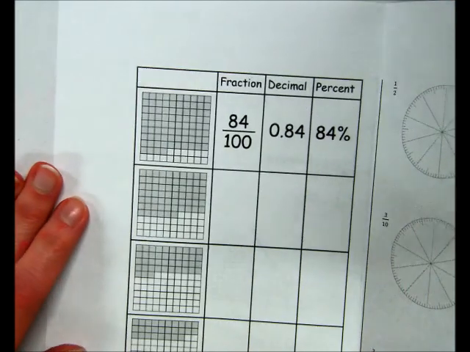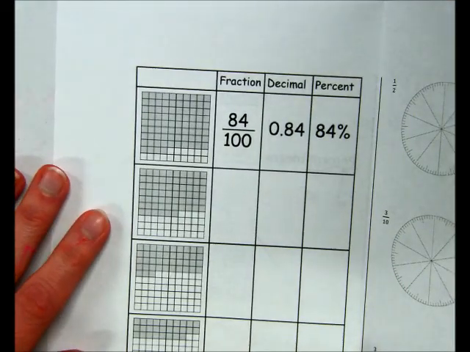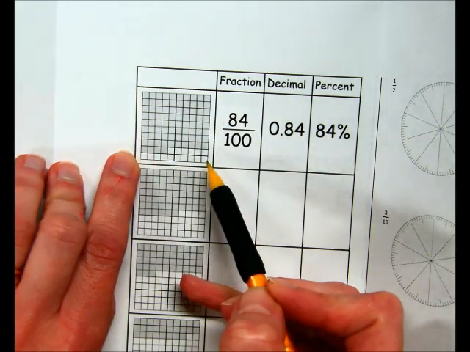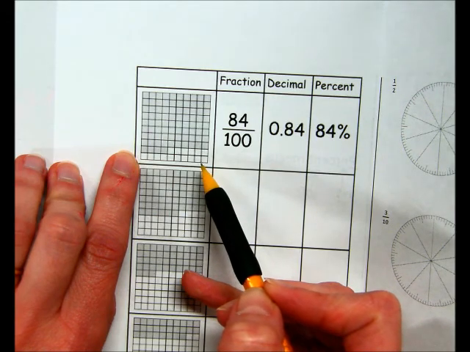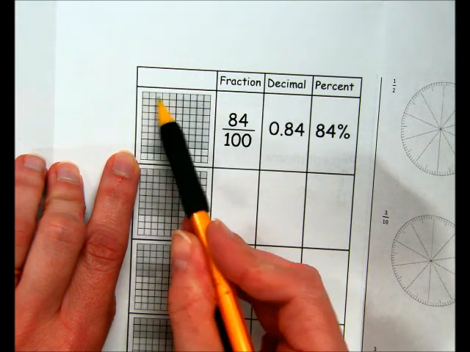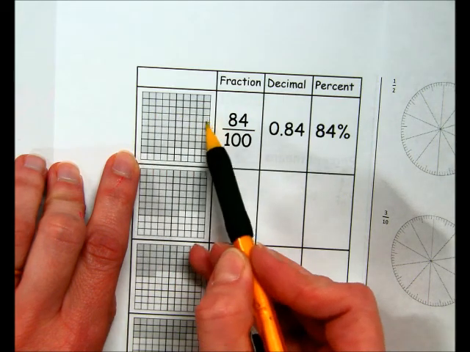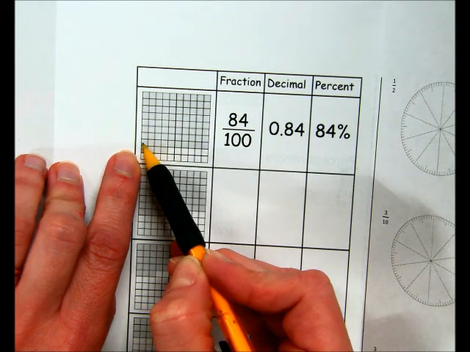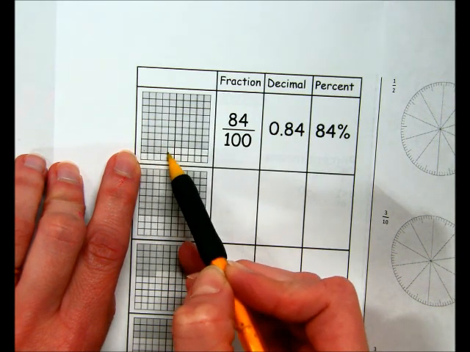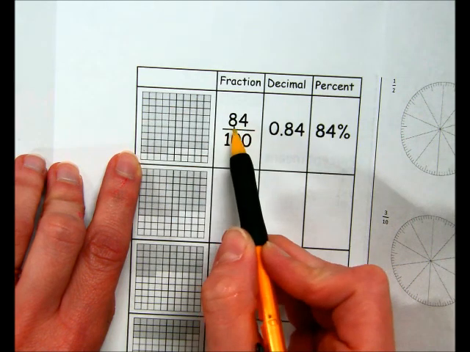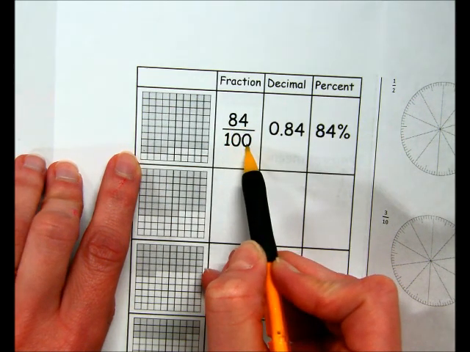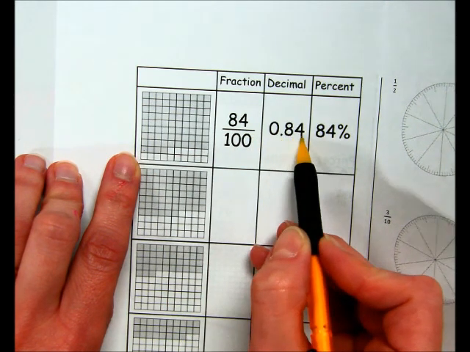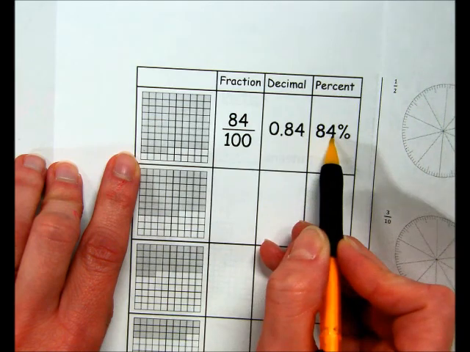Okay, inside our Foldie, we have some more examples with the pictures. So here's our 100 grid. And let's just take a look at how much is shaded. So there's 1, 2, 3, 4, 5, 6, 7, 8 whole rows. So that's 80. And then 1, 2, 3, 4 single squares. So the fraction is 84 out of 100, 84 hundredths. If we write it as a decimal, it would be 0.84. And then the percent is 84%.